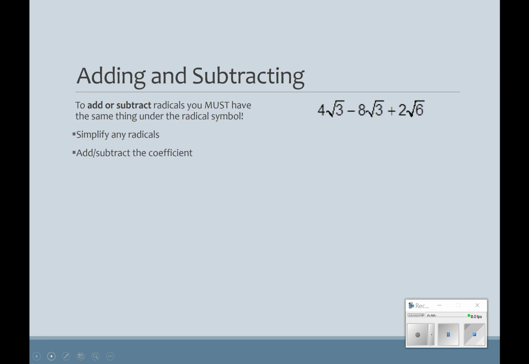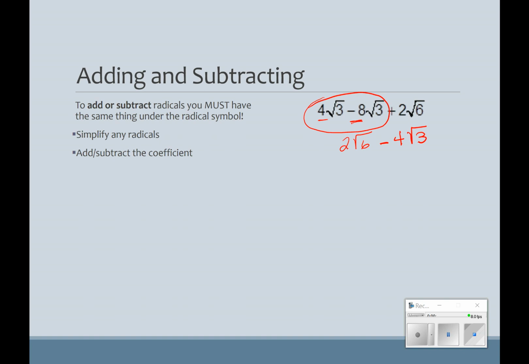Okay, so it's just like combining like terms, where you have to have the exact same variable, and here you have to have the exact same thing under the radical. So in this example, these are the only things that have the same thing under the radical. So we're going to combine those, and we're going to leave the 2 root 6 alone. So we're going to get 2 times the square root of 6, and we're going to add the coefficients. 4 minus 8, or 4 plus a negative 8, is negative 4. So you get negative 4 root 3. We can't combine it any further, so that is your final answer.